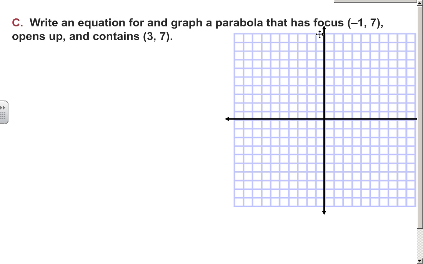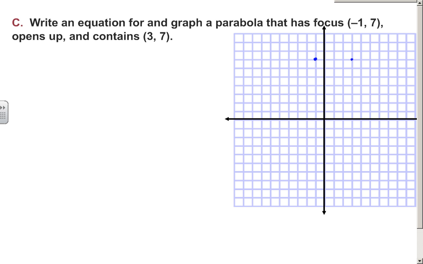In this problem, we want to write an equation and graph a parabola with the given information. So we have the focus, negative 1, 7. We're going to mark that on the graph to help us see where to go with everything else. We know this opens up, and it also contains the point 3, 7.